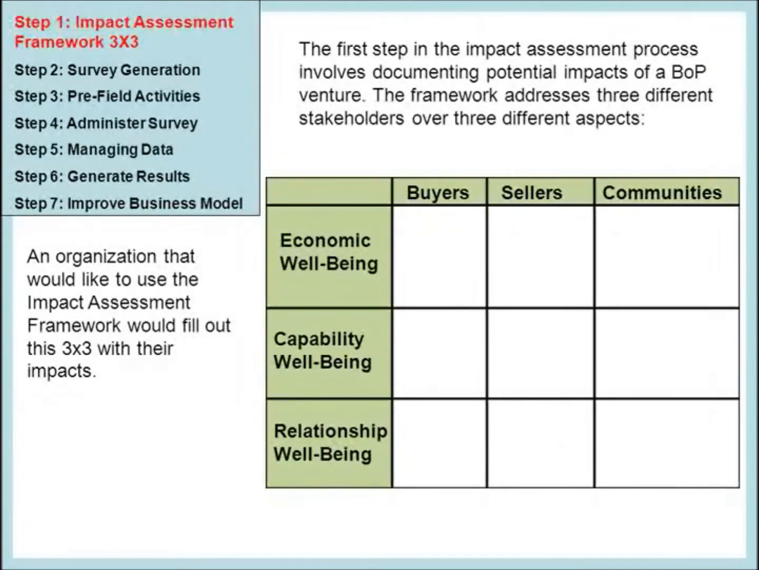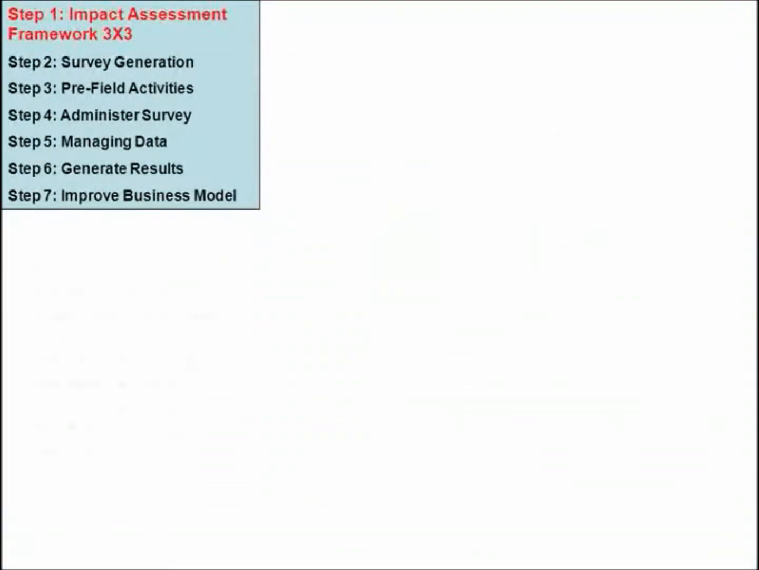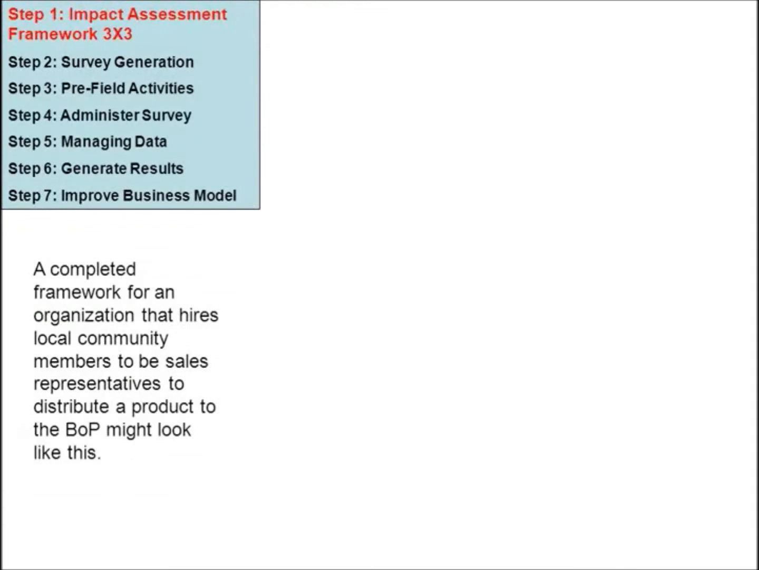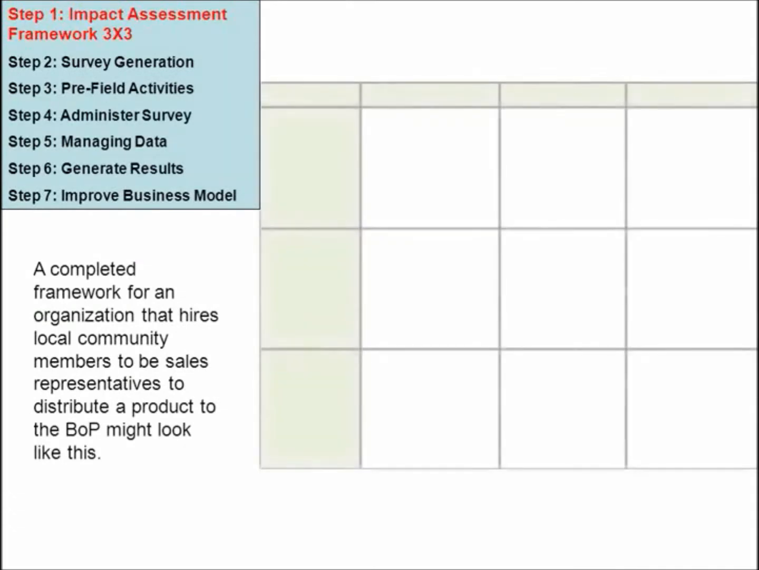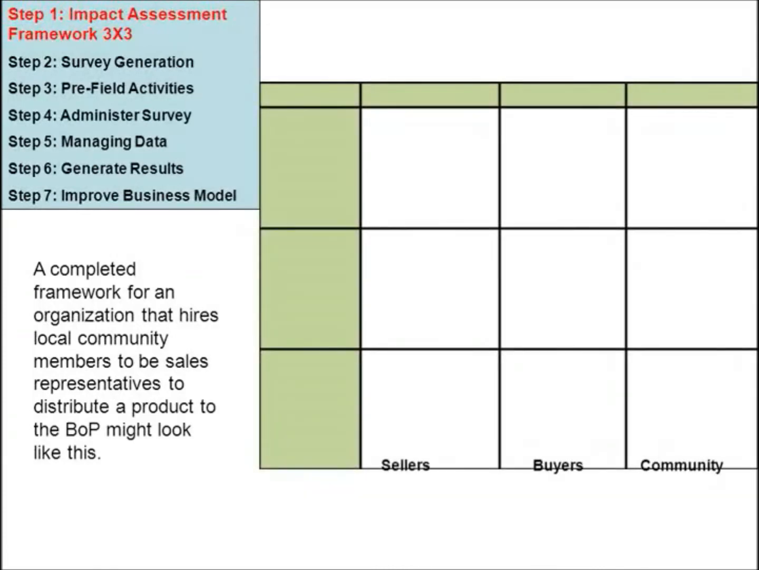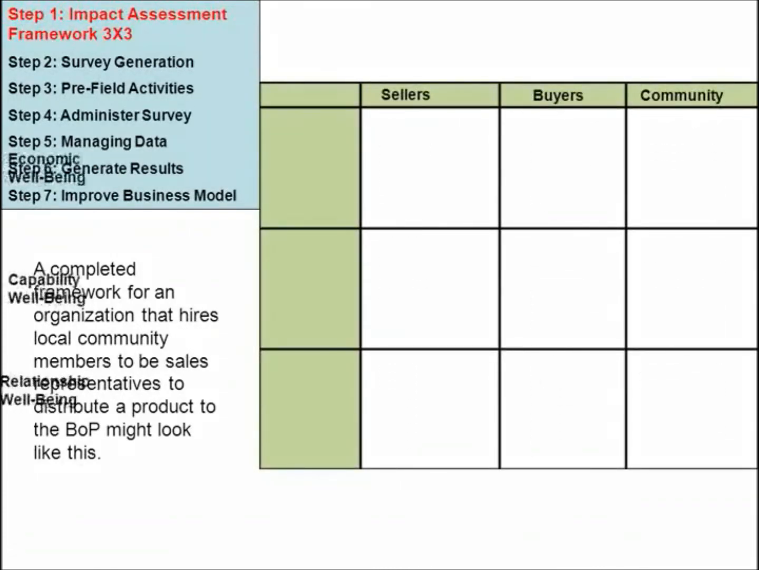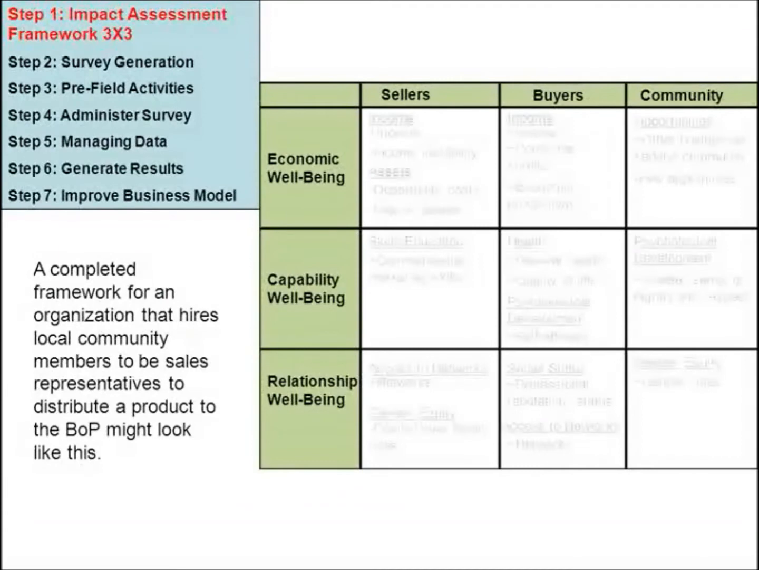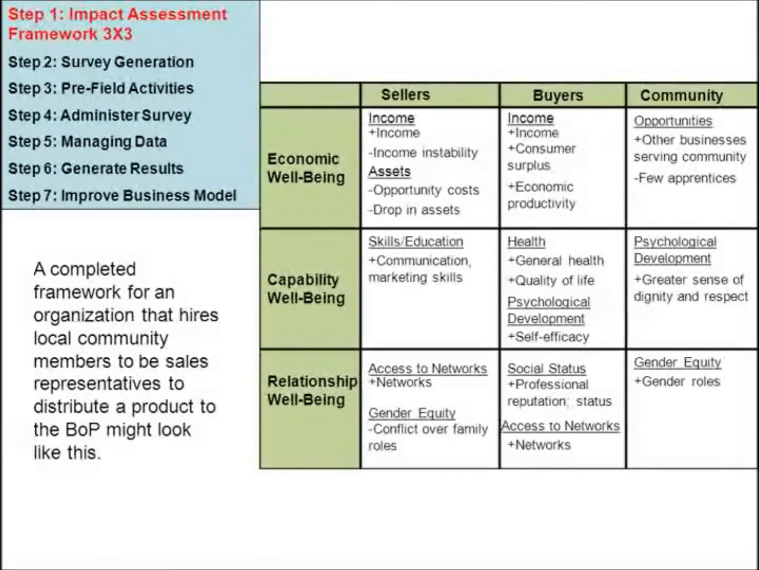An organization wishing to determine the impacts of a venture would fill out this 3x3 with the necessary information. This presentation considers a fictional BOP venture that involves recruiting local entrepreneurs to sell a product to the BOP. If this organization filled out the 3x3, it would look something like this.